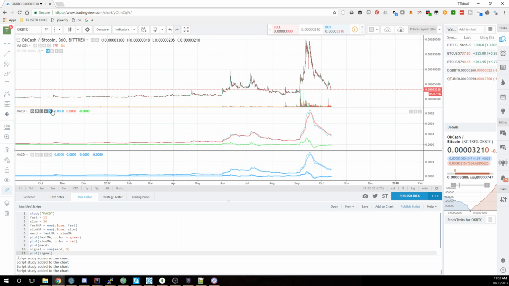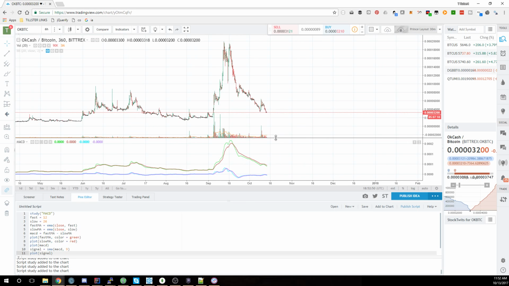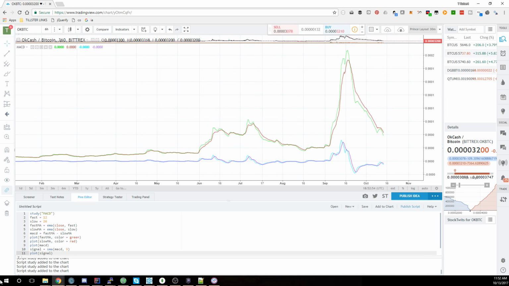Okay, and we'll get rid of this, and we'll modify this. Make that green, make that red. Sorry for changing the colors up on you. Make that blue, make that purple. Nice and rainbowy. Okay, and let's get rid of these things.